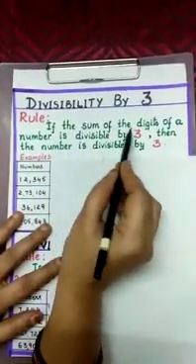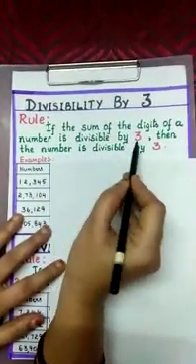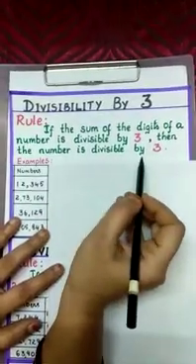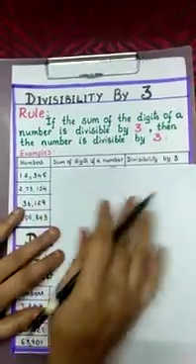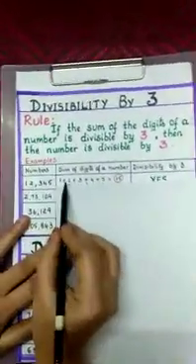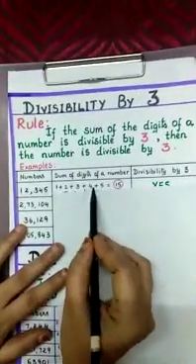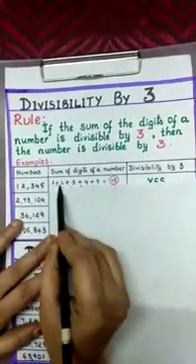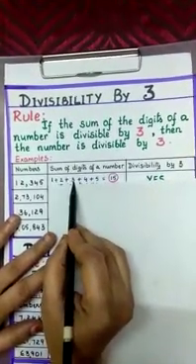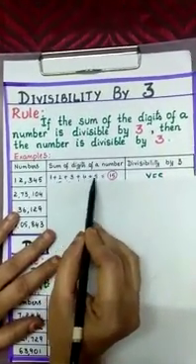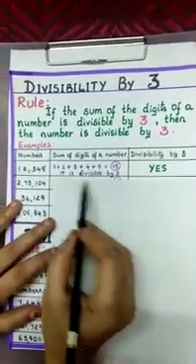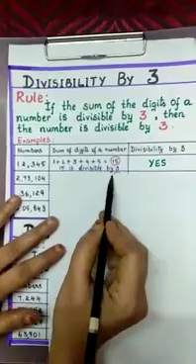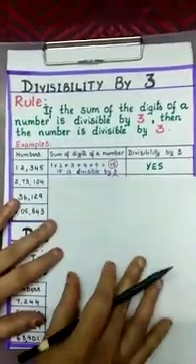So if the sum of the digits of a number is divisible by 3, then the number is divisible by 3. Now let us consider the sum of digits in the first number. That is 1 plus 2 plus 3 plus 4 plus 5. 1 plus 2, 3. 3 plus 3, 6. 6 plus 4, 10. 10 plus 5, 15. Is 15 divisible by 3? Yes. 15 is divisible by 3. Hence this number is divisible by 3.